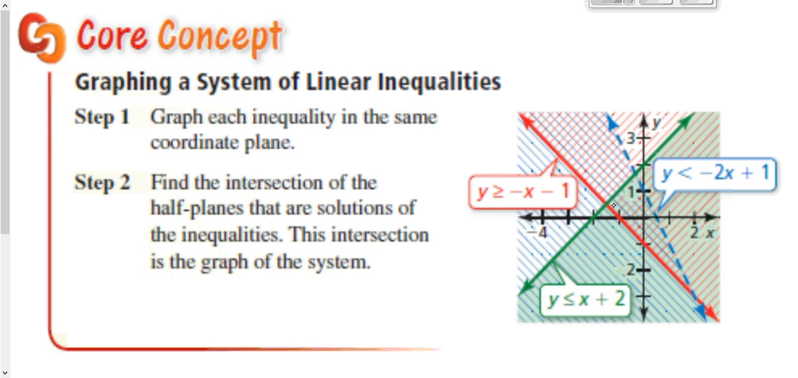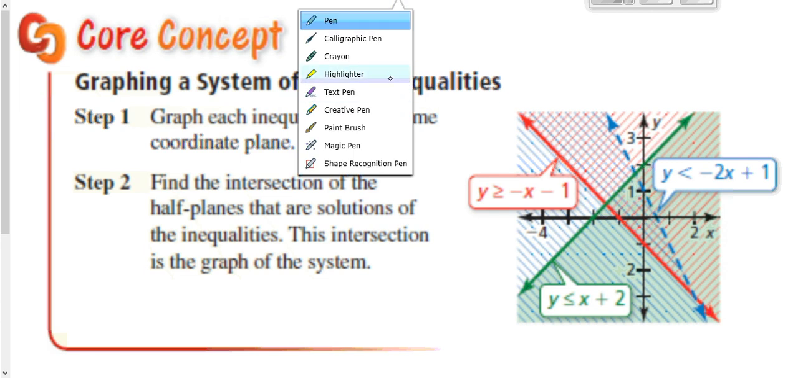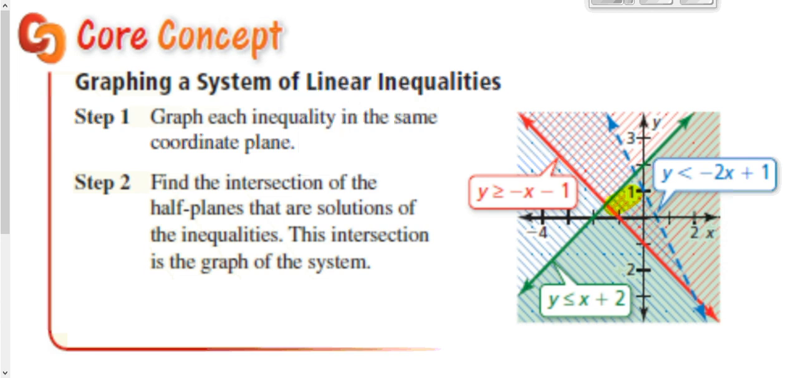then this little piece right, well, that was supposed to be a highlighter. One second. This little piece right here, this little triangle right there in the middle is the answer, because that's where all 3 of them are graphed. Okay, so that's what we're going to be looking at in the next example.